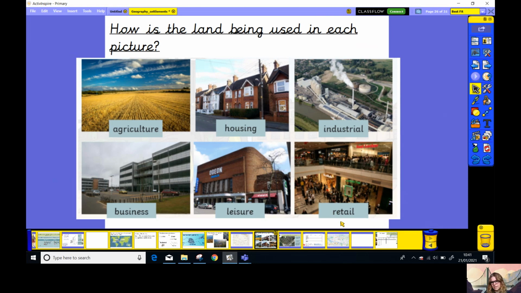And here's this one here. Now you might not recognise this word. It says retail. Can you guess what retail must mean by looking at the picture? That's right, retail must mean shopping, mustn't it? So the land's been used here for shopping. Now we're going to have a look at some maps, and we're going to see if we can spot these land uses in the pictures.